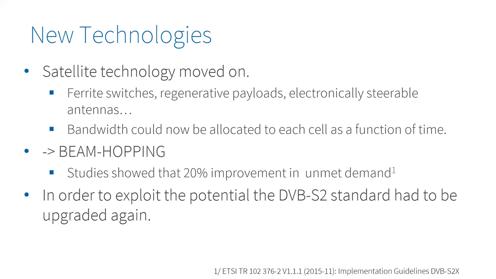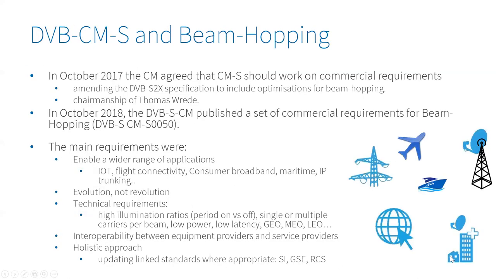So in order to exploit the potential for beam hopping, it was clear that we had to update the DVB-S2X standard again. So in October 2017, the commercial module agreed that DVB CM-S should work on the commercial requirements to amend the specification to include beam hopping. And this was done under the chairmanship of Thomas Reddy. And in October 2018, the DVB-CM published a set of commercial requirements for beam hopping. And these are collectively known as the CM-S 0050.